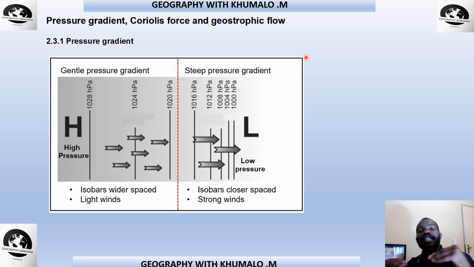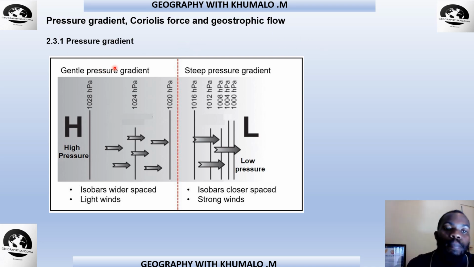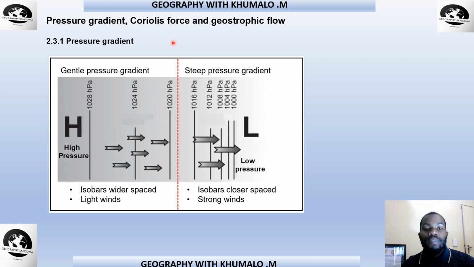When these two forces are at equilibrium, then we get a geostrophic flow, which will result in geostrophic winds. Let's start with the pressure gradient first. We are going to talk about isobars here. Now listen to my nice song about pressure gradient. The closer the isobars, the steeper the pressure gradient, the stronger the winds. You can say it with me. The closer the isobars, the steeper the pressure gradient, the stronger the wind.